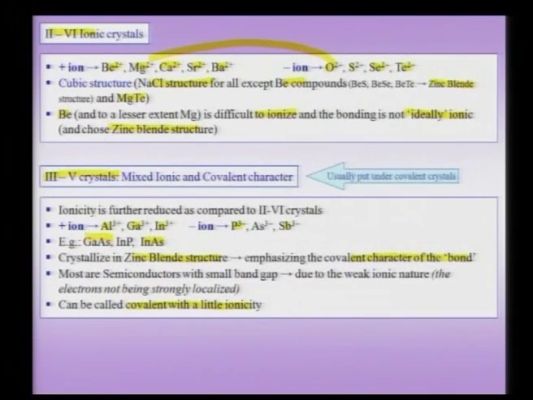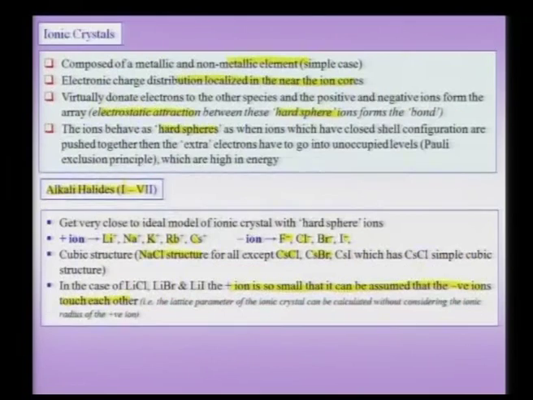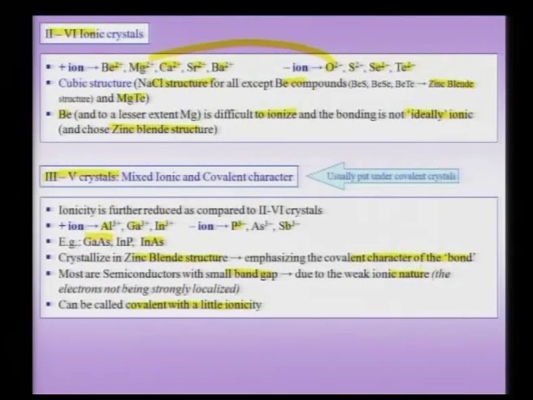And these semiconductors typically have a small band gap, and this is because of the weak ionic nature and these electrons not being strongly localized. So, even in the ionic crystals, as you go from the 1,7 to the 2,6 to the 3,5 compounds, you can see that the ionicity is reducing, and slowly that reflects in the kind of crystal structure which is finally expressed by the combination of ions.